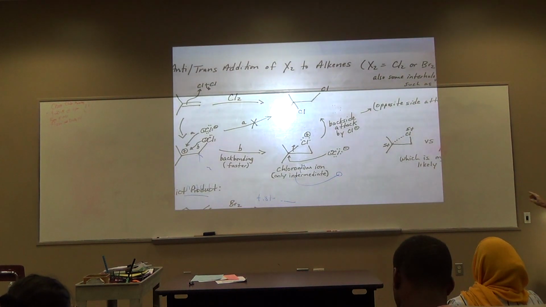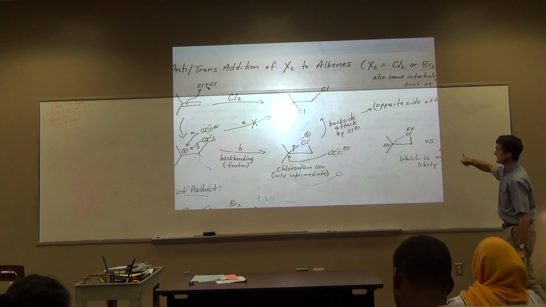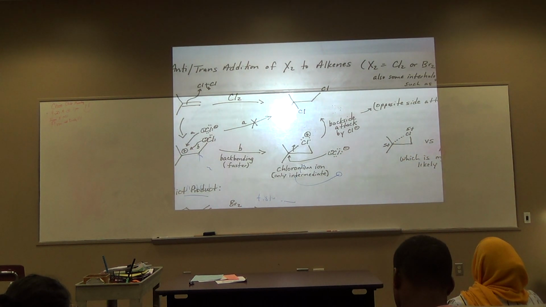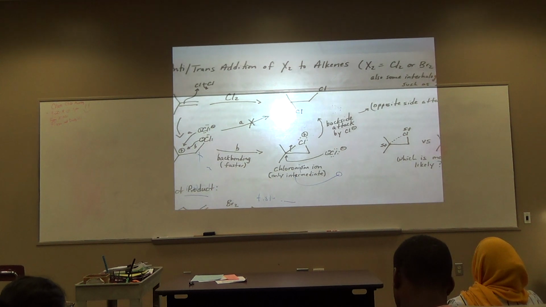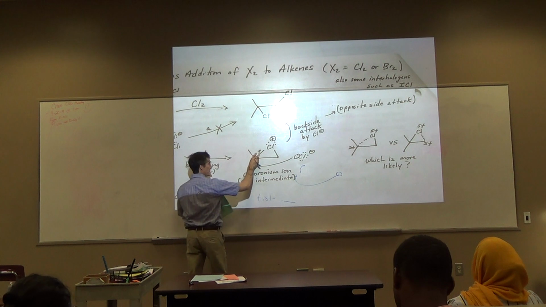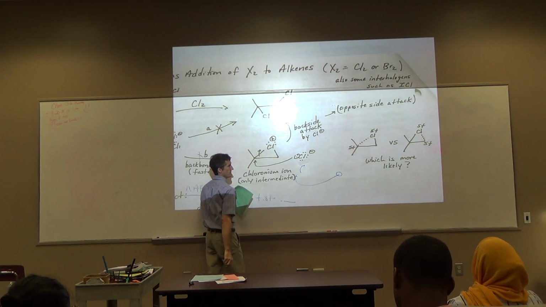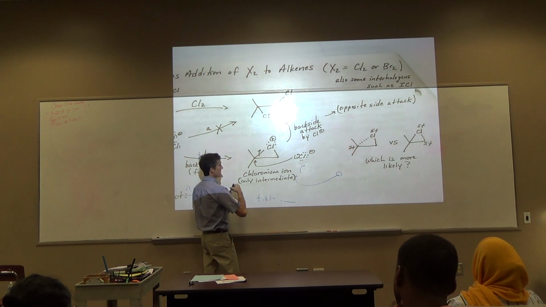And it's called backside attack, and this will become more relevant on the next page. Or you call it opposite side attack. Question: why does it attack this carbon and kick the chlorine off of that carbon? Why not attack this carbon and kick the chlorine off of that one? Well, that's because there's more partial plus here.